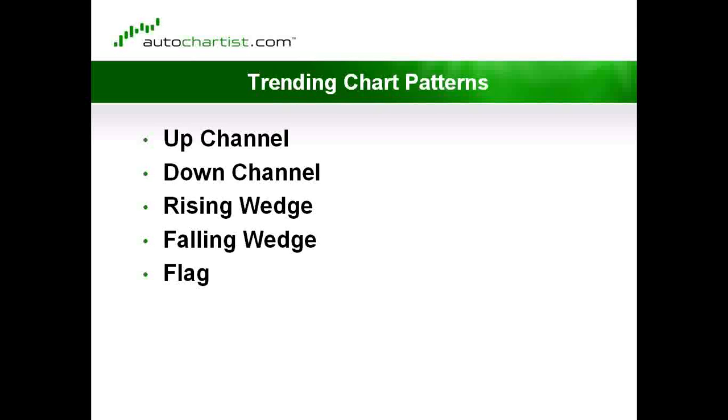Also, when you think about a wedge pattern, a wedge is actually a pattern that's in between a channel and a triangle. So you do get some compression of the support and resistance lines, but you don't get the actual crossing. And finally, the flag pattern is very close to a pennant and also a channel pattern. So you get parallel lines that are narrow and elongated like pennants are. So those are the key characteristics of a trending chart pattern.